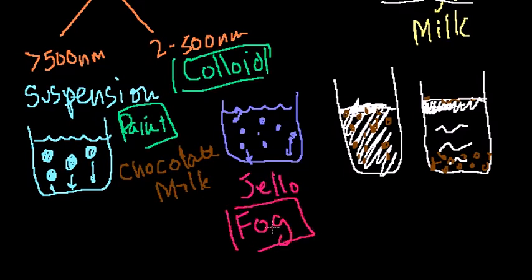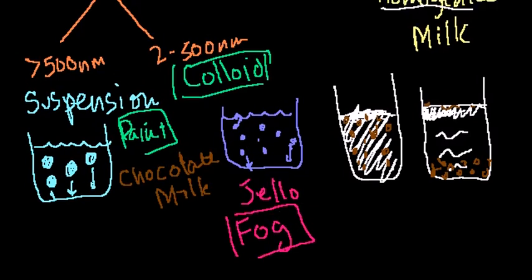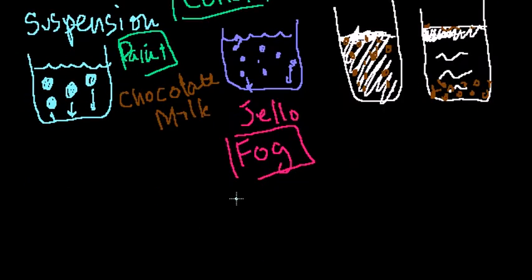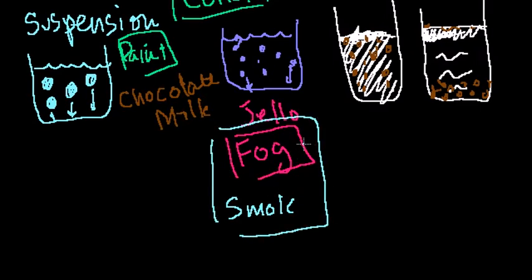Fog, you have water molecules inside of an air mixture. And then you have smoke. Fog and smoke are examples of aerosols. This is an aerosol where you have a liquid in the air. This is an aerosol where you have a solid in the air. Smoke comes from little dark particles that are floating around in the air, and they'll never come out of the air. They're small enough that they'll always just float around with the air.